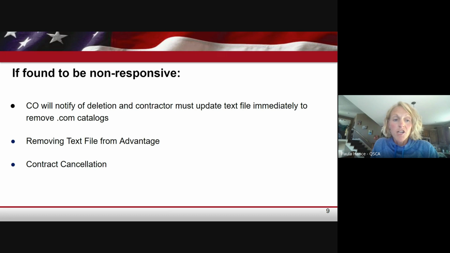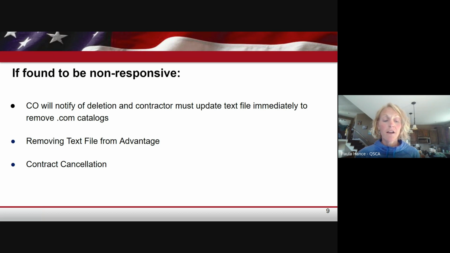If the contractor is found to be non-responsive to this request, aka no response is received by July 24th, 2024, the CSCO or GSA representative will notify you of the deletion via unilateral modification pursuant to 552.238-79. At that point, these ancillary dotcom catalogs will automatically be removed from your contract, and the contractor will be required to update their text file via the SIP or EDI process immediately upon receipt of the deletion modification to remove the dotcom catalogs from your text file.